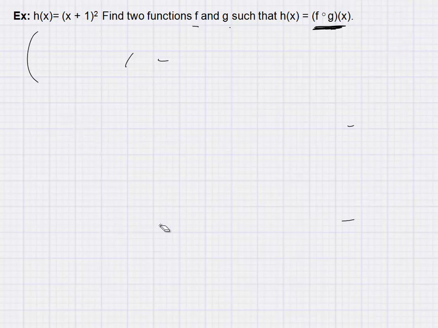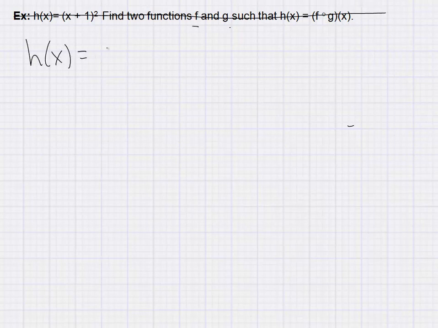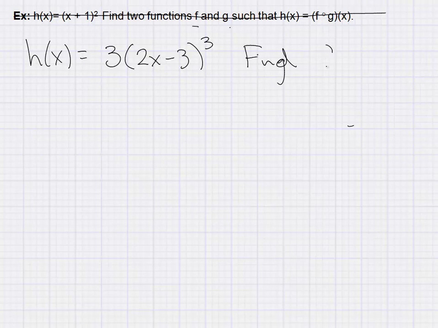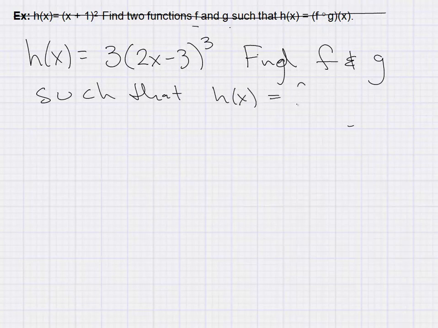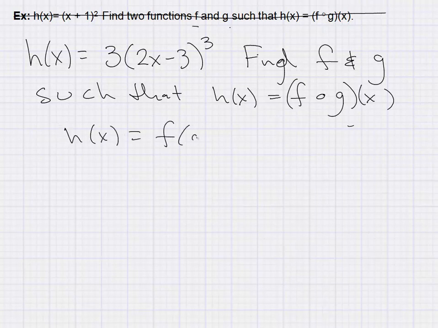One more. It's all kind of about the parentheses for most of these. If I said, alright, let's do a new problem. h of x equals 3 times 2x minus 3 to the third. Find f and g such that h of x equals f of g of x.